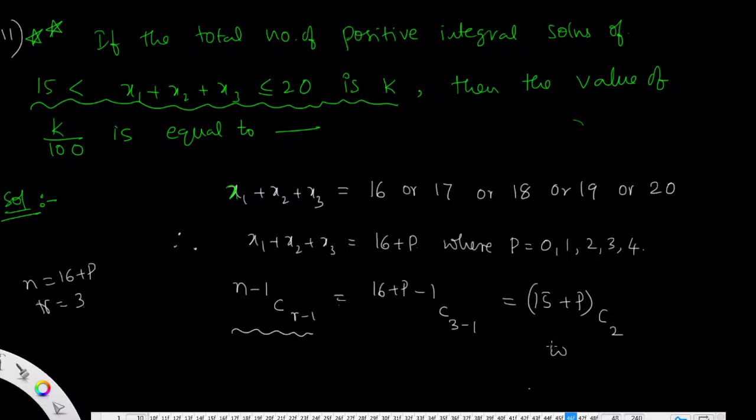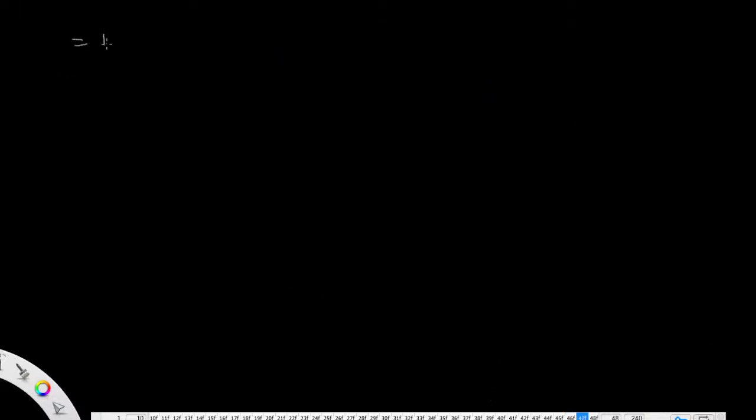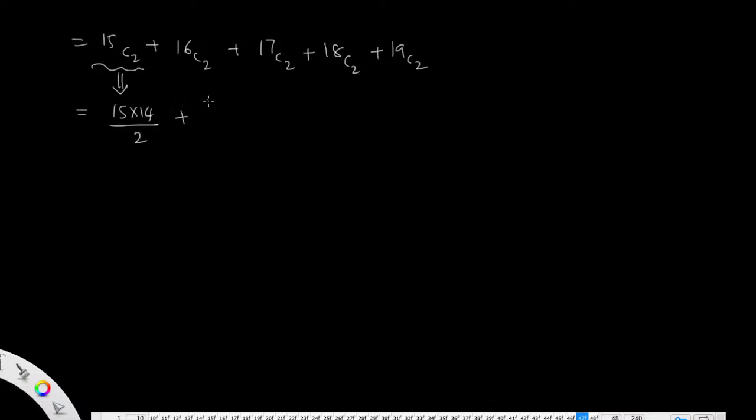From this, p equal to 0, 1, 2, 3, 4. Now substituting all the values, that is 15C2 plus 16C2 plus 17C2 plus 18C2 plus 19C2. So by calculating, 15C2 is nothing but 15 into 14 by 2, plus 16C2, nothing but 16 into 15 by 2.